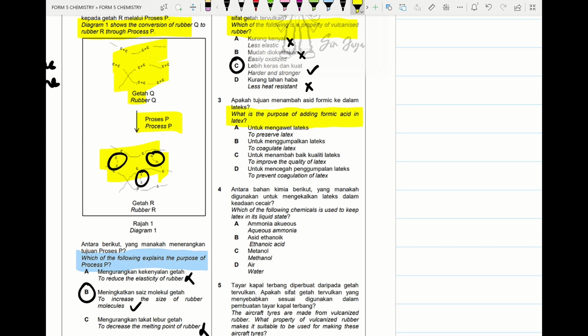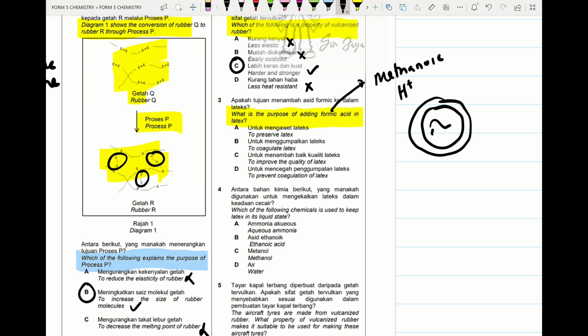Right, next we move on to question number 3. What is the purpose of adding formic acid? This formic acid, one more name, is known as methanoic acid. It will produce hydrogen ions which will neutralize the negative charges present on the surface of rubber particles. It causes the rubber particles to collide with each other, and thus the protein membrane will break. The rubber polymers will coil together and thus coagulate. Alright, so the answer will be to coagulate the latex.